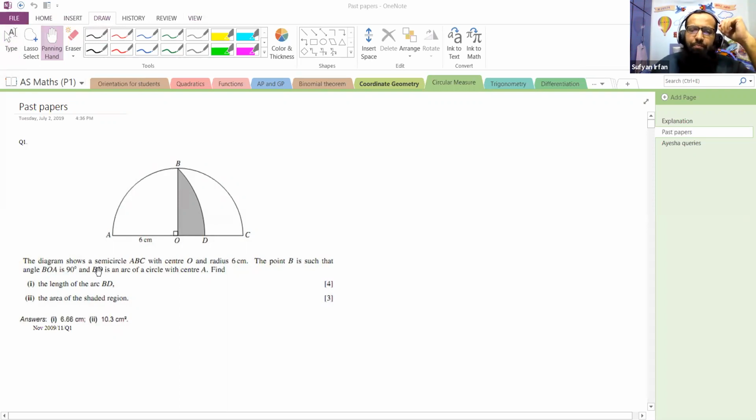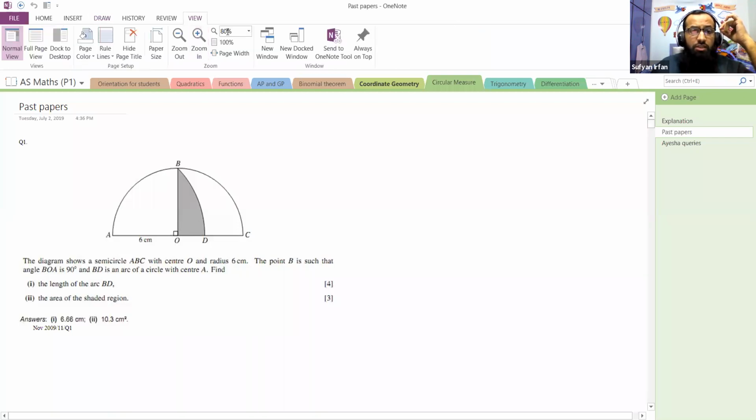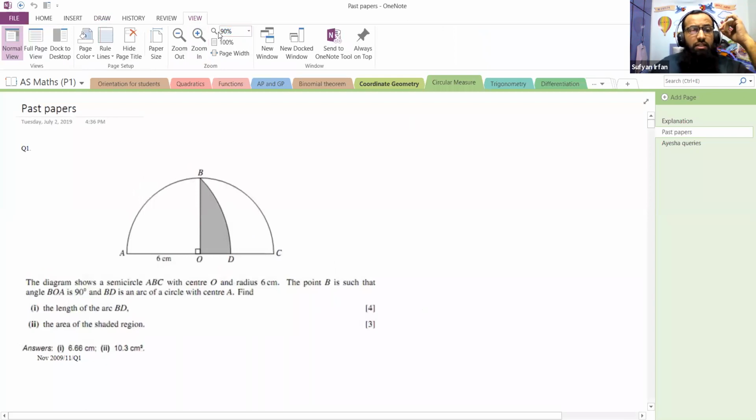The diagram shows a semicircle ABC with center O and radius 6. We can see the center is O and the radius is 6. At times, students directly read the requirements and start solving the question. This should not be the strategy. What we need to do is read the question very vigilantly, and read every statement in the question, just to make sure that no information is missed.